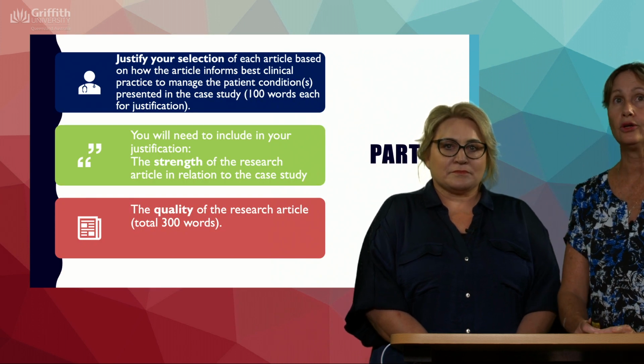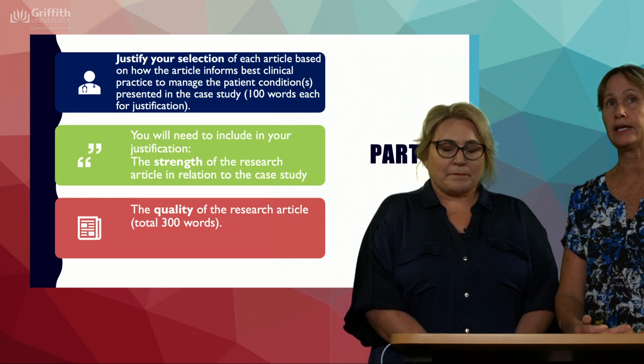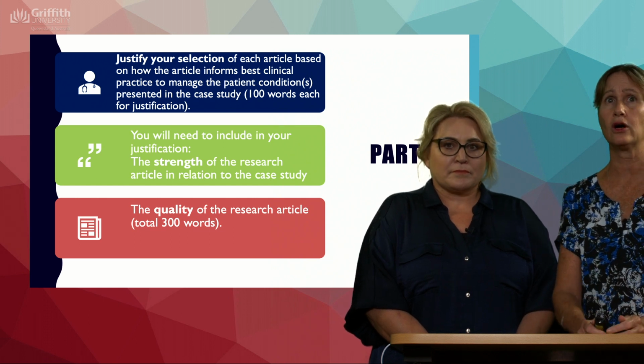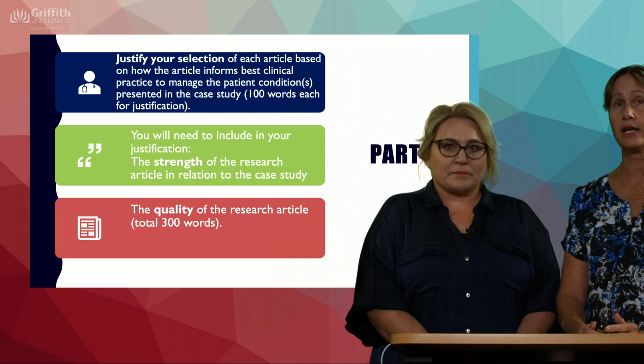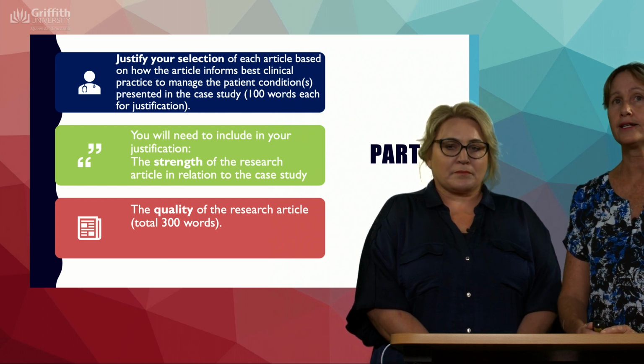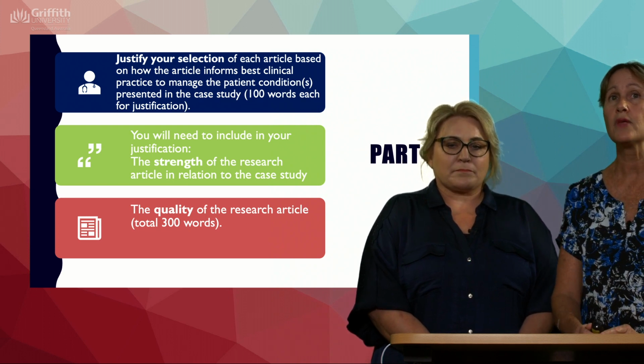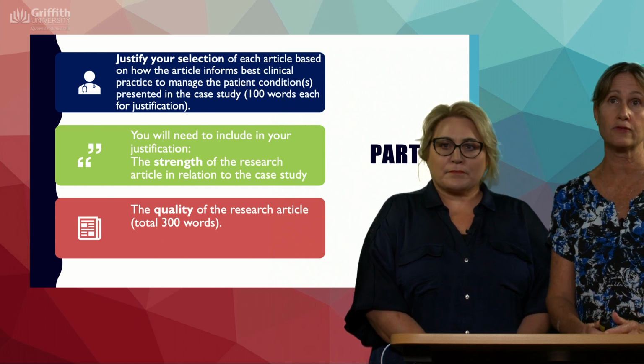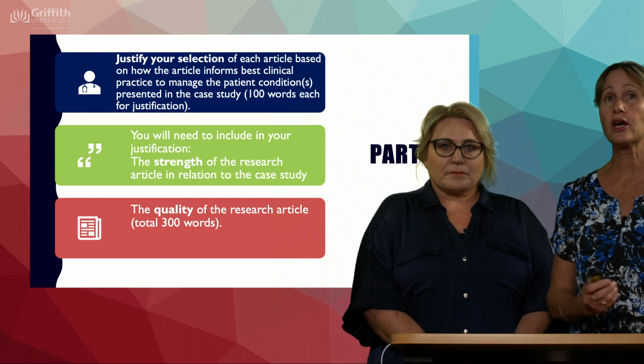So in part 2, it's really about looking at this article with your critical review and that reflective aspect of what are the strengths of this article and what identifies the quality. Now this section is a 100 word justification for each of the articles you've chosen, a total of 300.